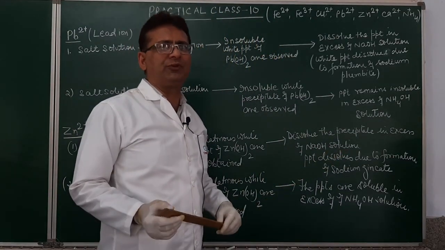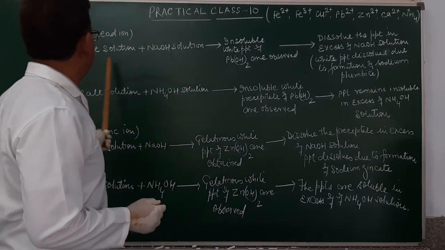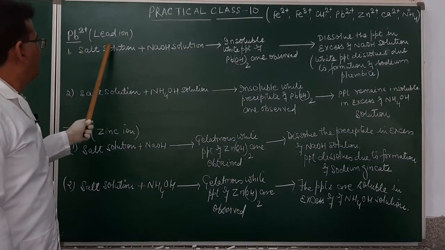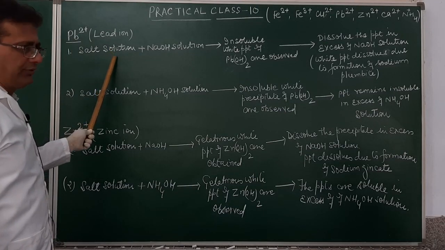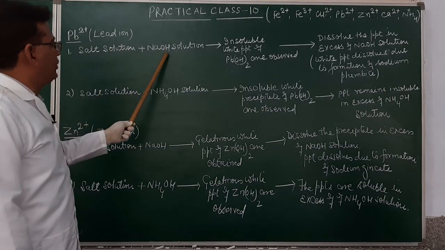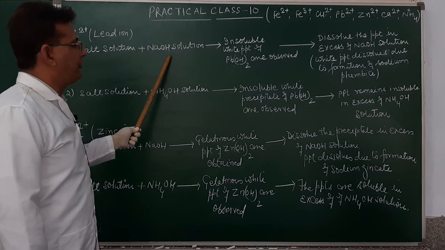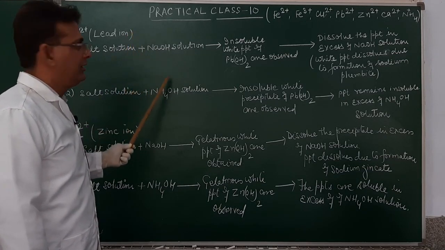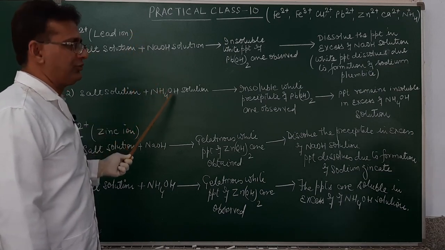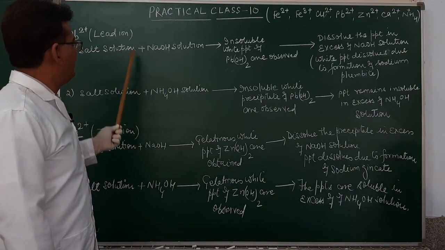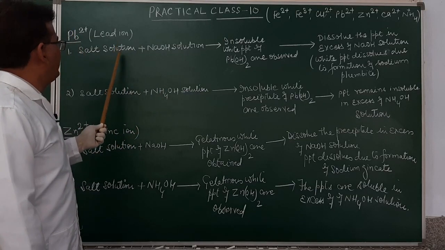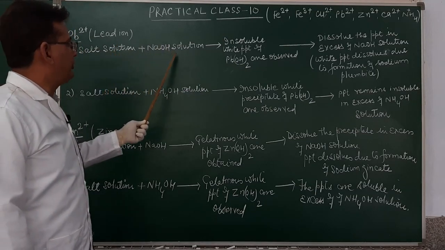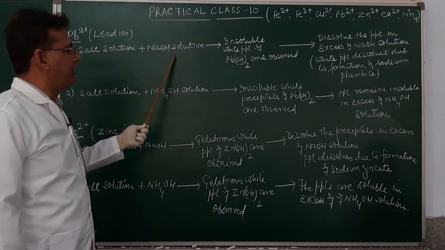As was discussed with you earlier, in the identification of the lead ion, we take the salt solution. To the salt solution, we add sodium hydroxide. First of all, the salt solution was divided into two parts. That means it was taken in two test tubes, test tube first and test tube second. So, in the first test tube, we took the salt solution. To the salt solution, we add sodium hydroxide solution.